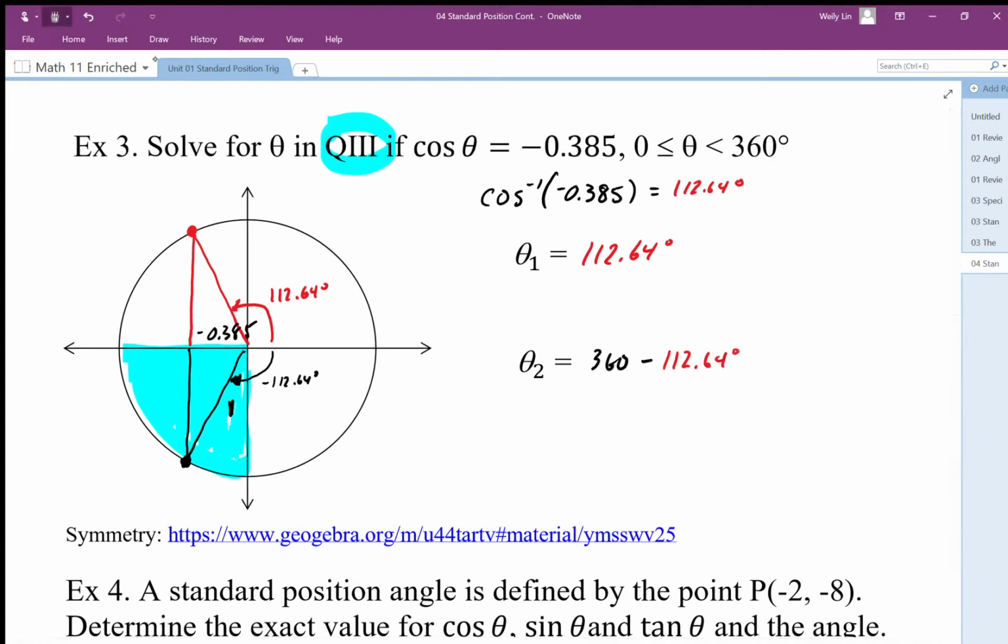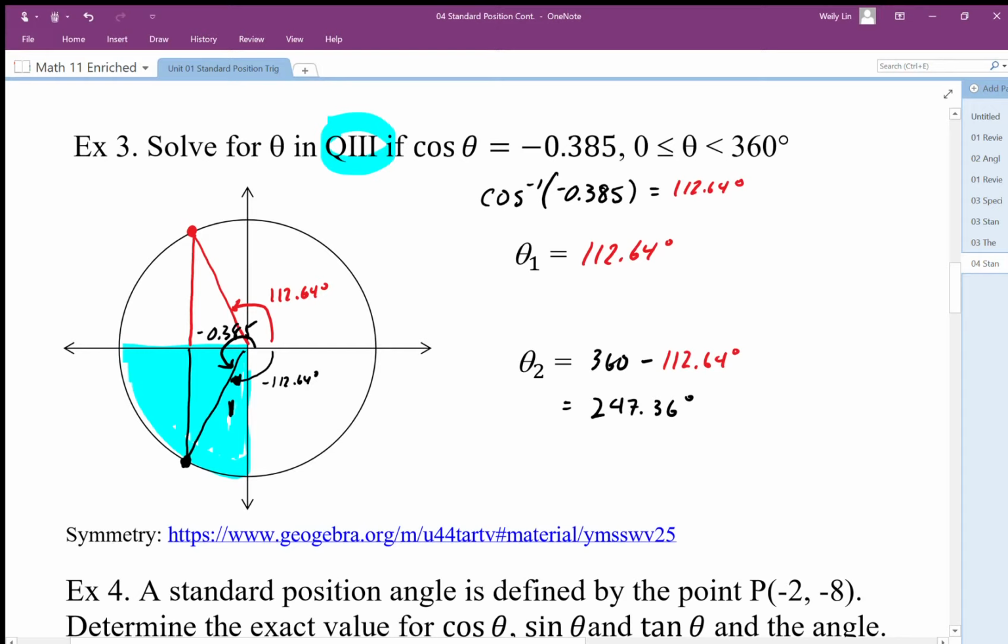Okay, and that's going to give me the positive version of that angle, which is 247.36 degrees. And that's going to be my angle measured in that direction. Okay, so that is the standard. Both of these are correct: negative 112 and 247.36. They both measure the same position, that black dot right there. One is a positive version, the other one is the negative version of that.